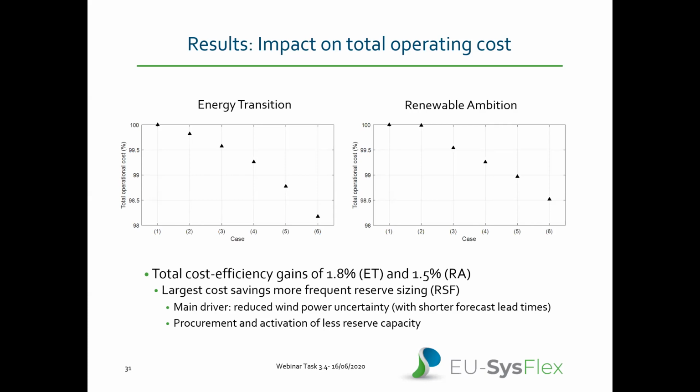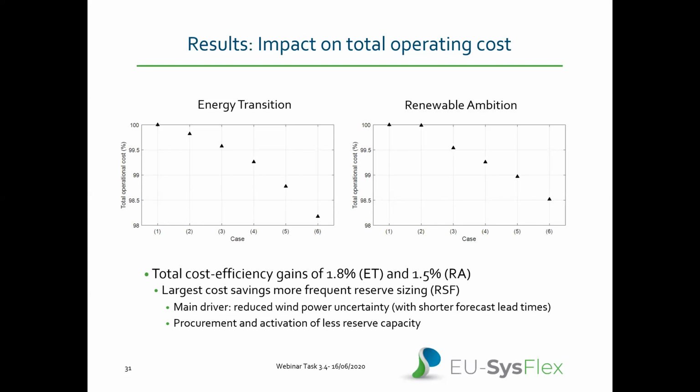So in both systems, we see a gradual decrease when going from left to right, when giving reserve markets a finer temporal granularity. And especially sizing the reserves more frequently from, for instance, daily to hourly level, that leads to significant cost reductions. That's on the graph growing from case 5 to case 6.